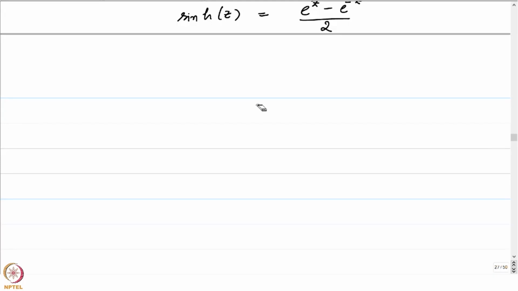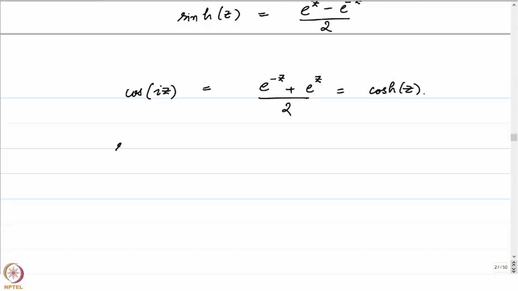Let us now see how the hyperbolic sine and the hyperbolic cosine are related to the complex sine and the complex cosine function we just defined. So to do that, let's consider cos of iz. Let's see how the function cos of iz behaves. This is going to be equal to e to the power i times iz, right? So this is going to be e to the power minus of z plus e to the power z by 2, and this is precisely equal to cos h of z.